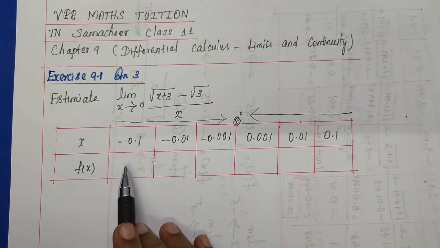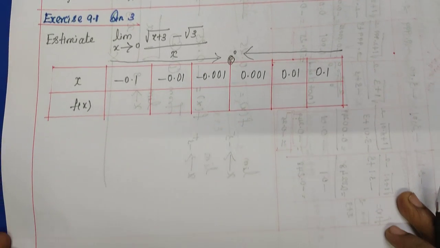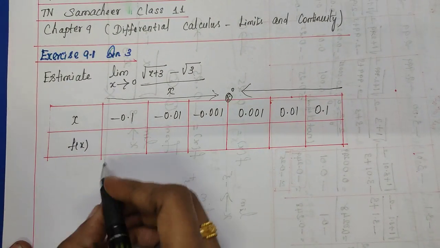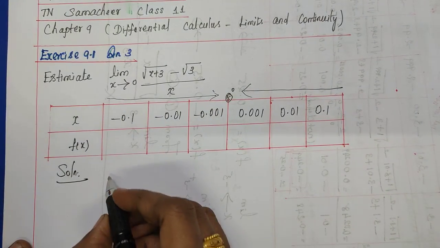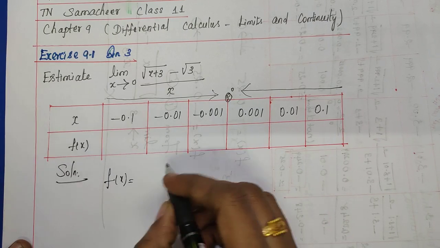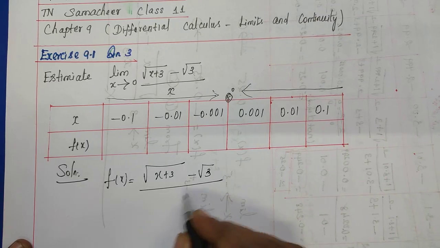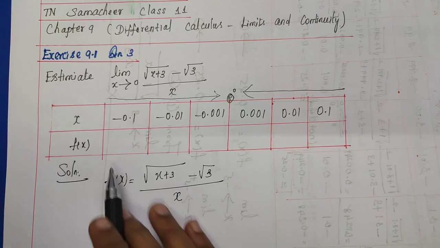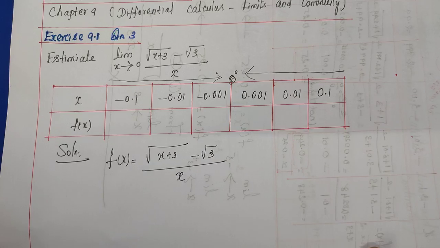Now calculate the value of f of x for each of these x values by using the calculator. So form the table first. Our f of x is equal to root of x plus 3 minus root 3 divided by x. This is f of x. So calculate f of x values for each of these x values with the help of a calculator.